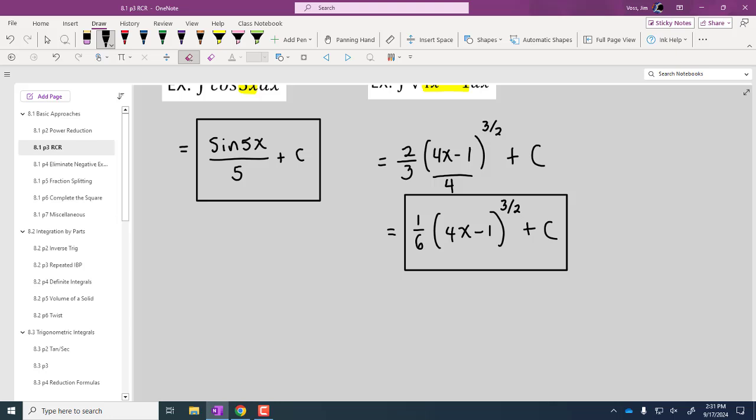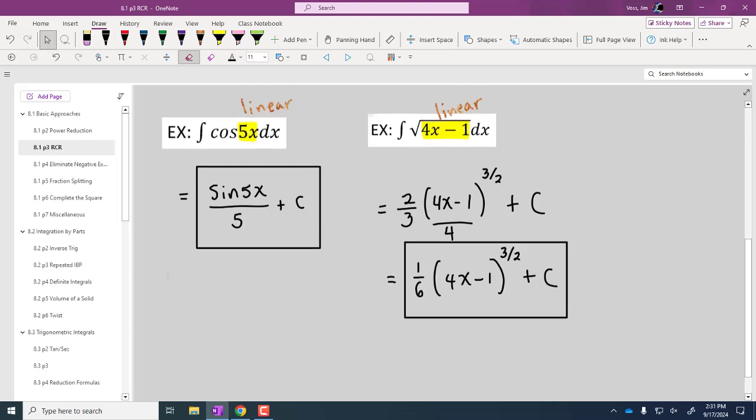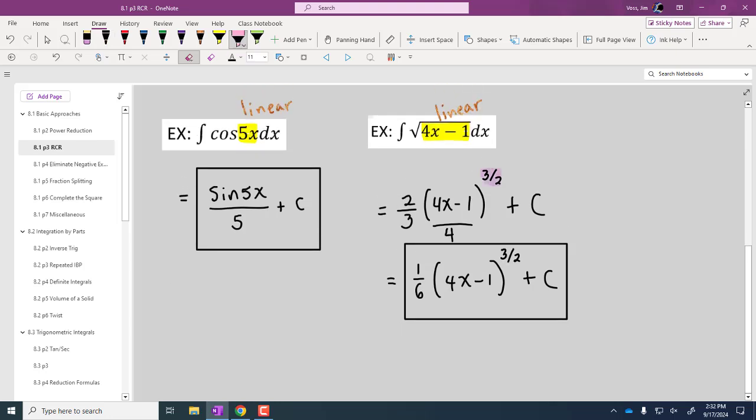Is there any piece of that you need more explanation on? So when you're using the power rule part, you add 1 to the exponent, so 1/2 plus 1 is 3 halves. Divide by 3 halves, which means multiply by 2/3. And then RCR, you divide by the derivative of the angle. So this division right here, that's your RCR.